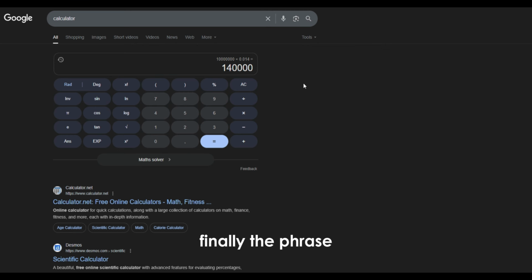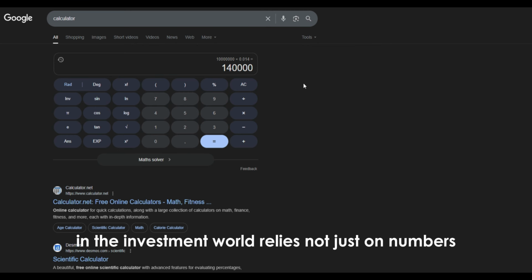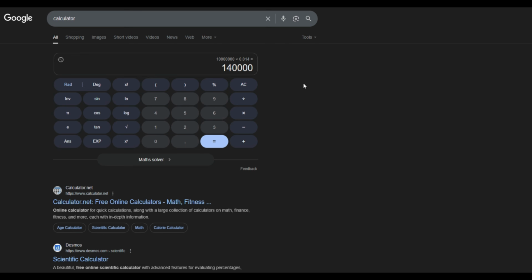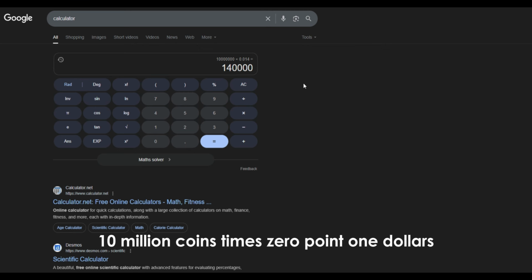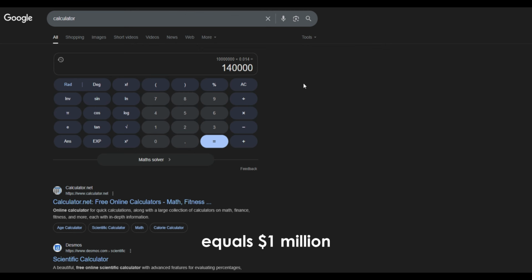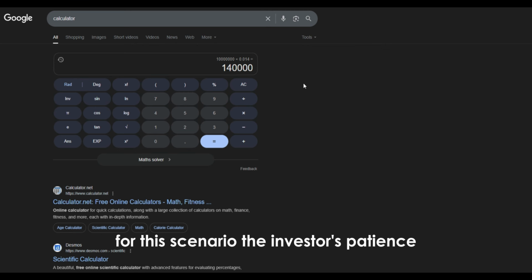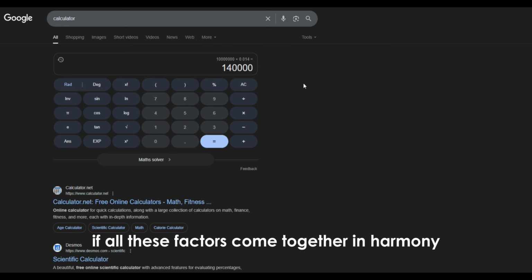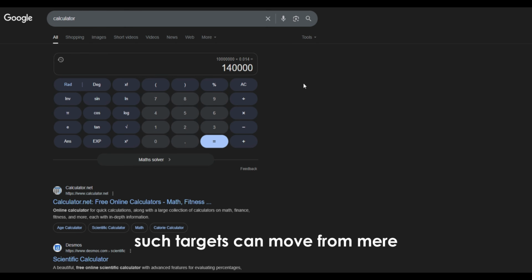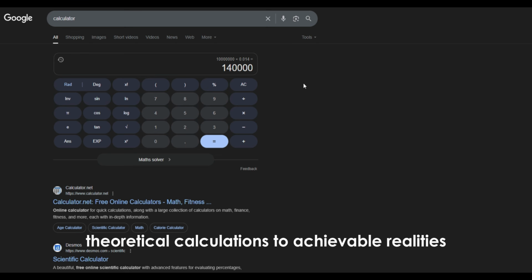Finally, the phrase, "this could make us rich" in the investment world relies not just on numbers, but also on expectations. Yes, mathematically, 10 million coins times $0.1 equals $1 million. But the real issue is the market conditions required for this scenario, the investor's patience, risk management, and emotional discipline. If all these factors come together in harmony, such targets can move from mere theoretical calculations to achievable realities.